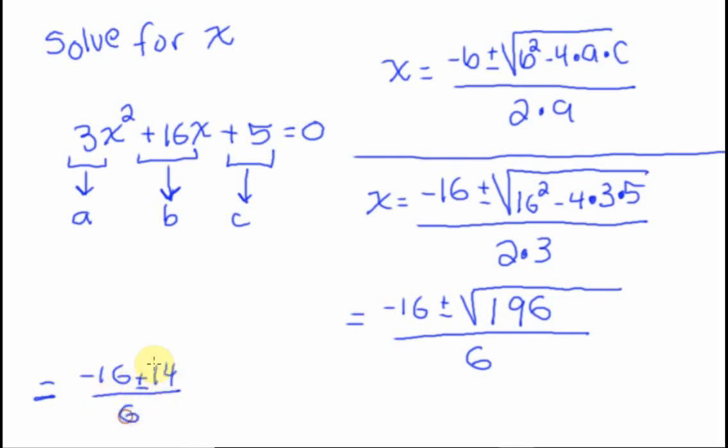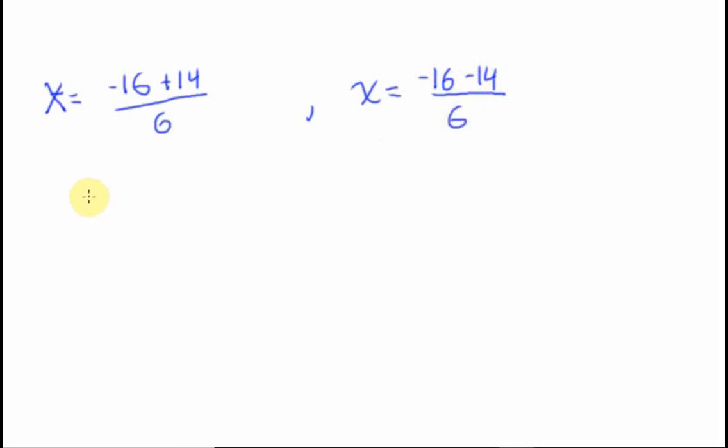So now, since this is a whole number, I can combine these terms and find my answer. Since it's two separate answers, plus and minus, I'm going to want to consider this broken into the two parts. So let me go over to the next page and do negative 16 plus 14 over 6 and negative 16 minus 14 over 6.